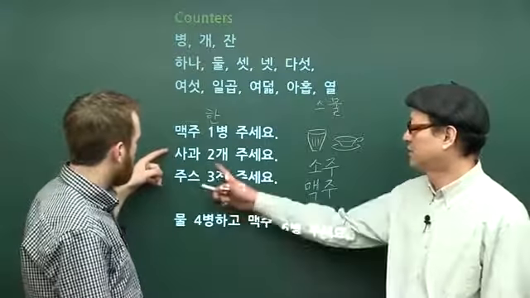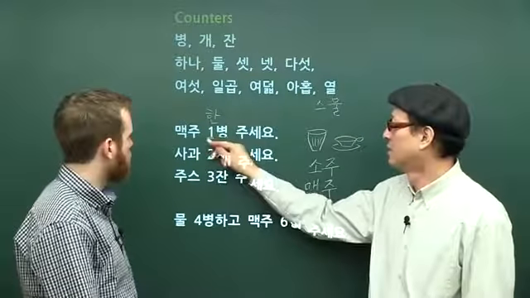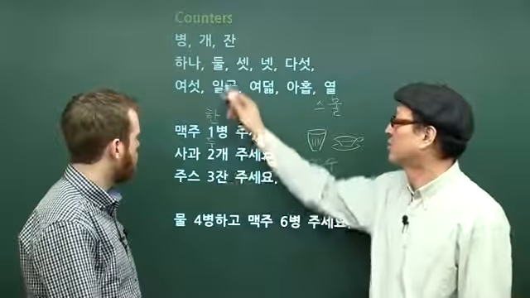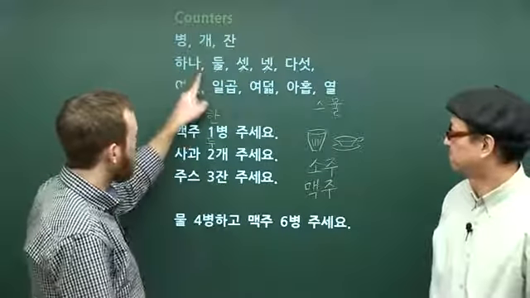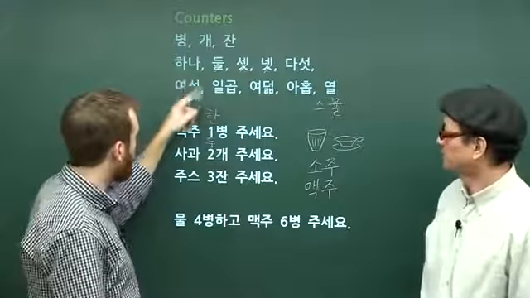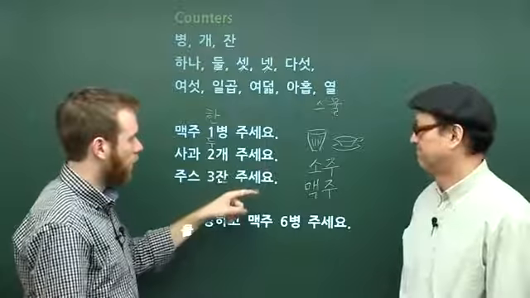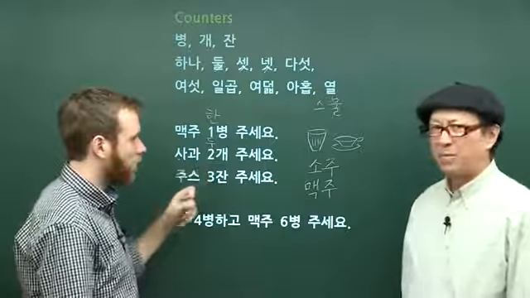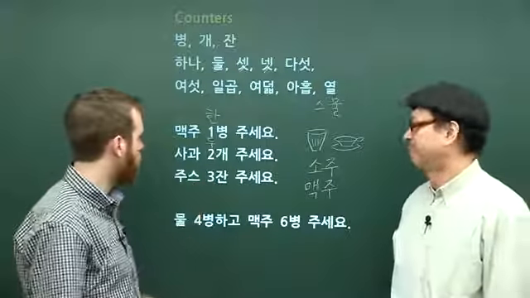그다음에 이거는 이제 둘이잖아요. 그러면 둘에서 두 이렇게. Right. So just like we dropped the final letter in 하나, so we have 한 병, 사과 두 개 주세요. So in this case, 사과, apple. I want 2 apples, so 사과 두 개 주세요.